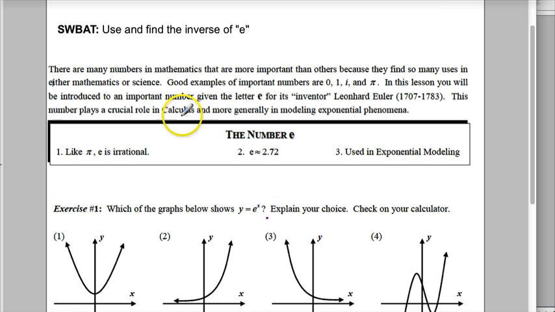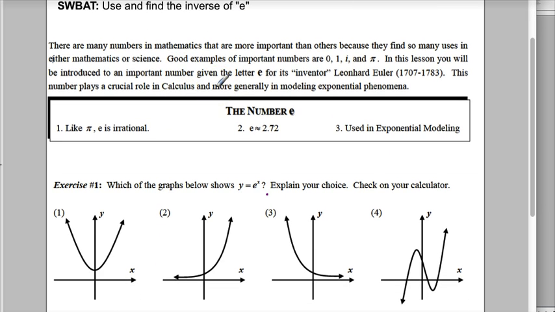e. So as you know in math, there are some numbers that are way more important than others. Some important numbers in math are 0, 1, remember the i, and pi. So today we're going to learn another important number, which is the letter e.